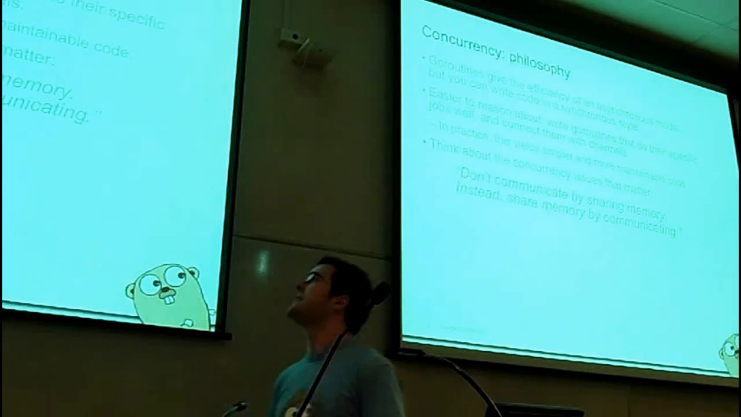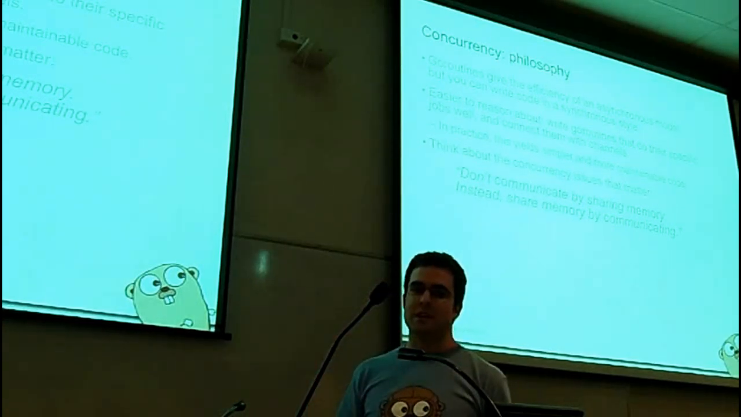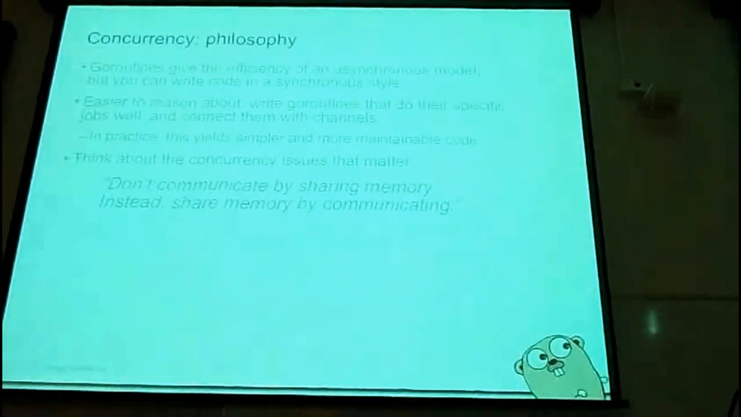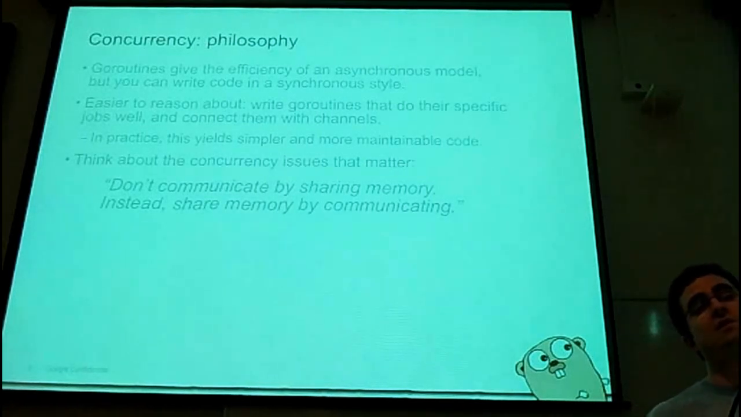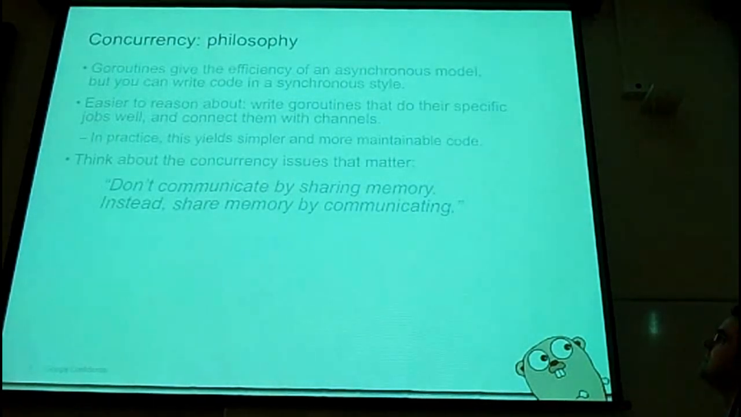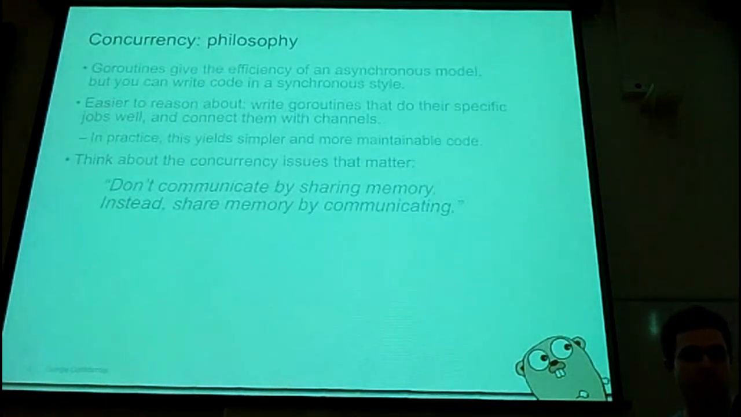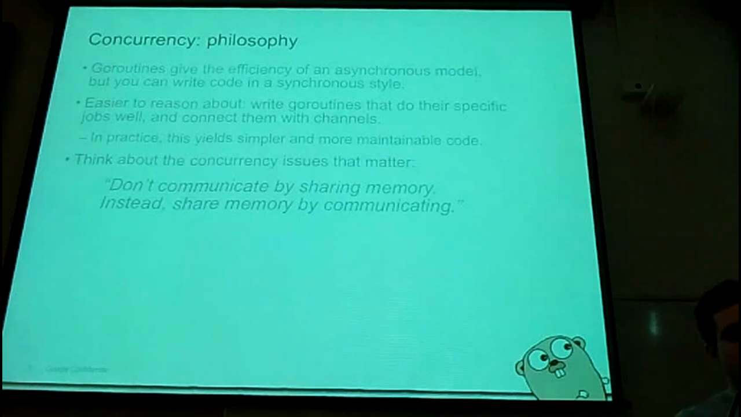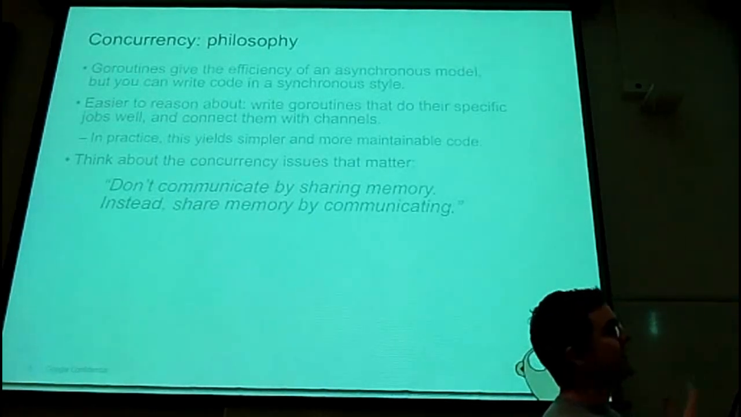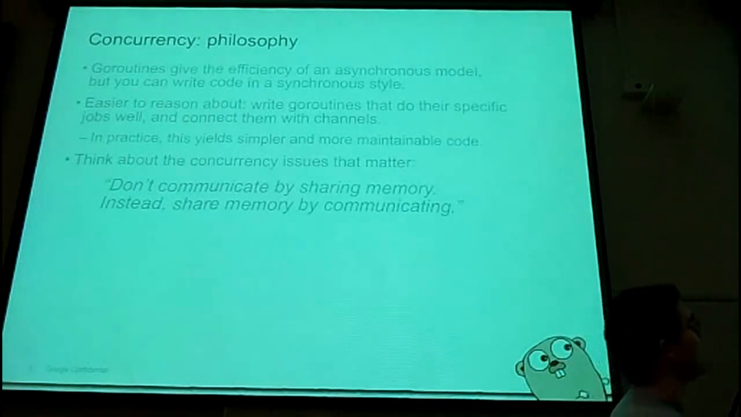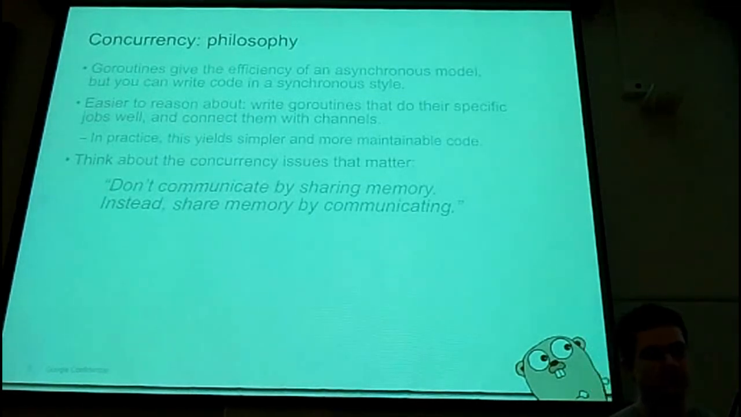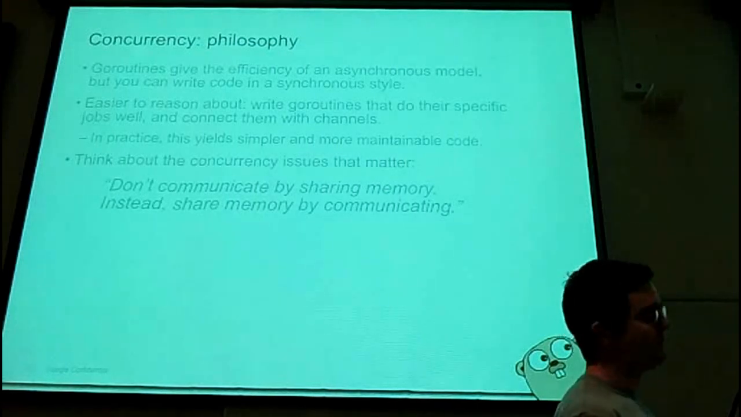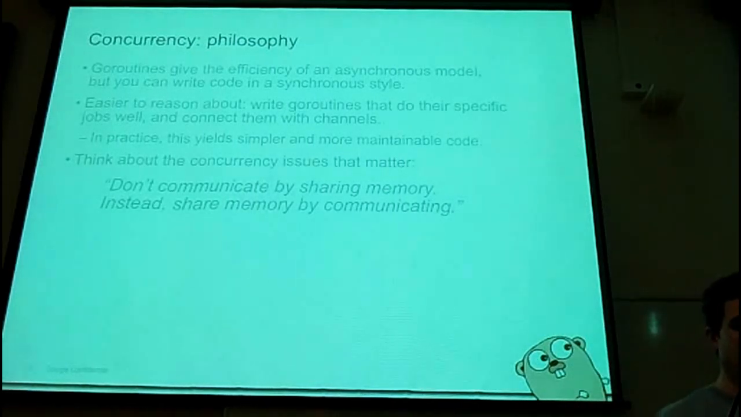To summarize, goroutines give you the efficiency of an asynchronous model where a lot of different things can be happening simultaneously, but then they're synchronized with channels. And so you can write your code in a synchronous style, not in a callback-driven style, and not in a mutex-oriented style. You get the speed of an asynchronous model, but the ease of programming of the synchronous style. With channels, it's a lot easier to reason about complex concurrent systems. You just write parts that run in goroutines that do specific things well, and then connect them together with channels. In practice, we found that it makes it a lot simpler and easier to write maintainable concurrent code using this paradigm.